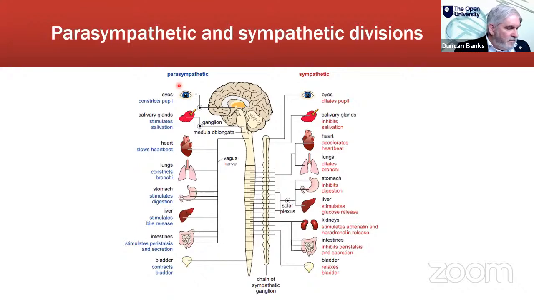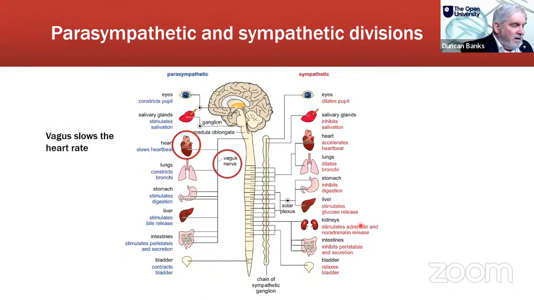Let me just click again. This is the heart, that little part there. And the parasympathetic nervous system causes a decrease in heart rate when activated, and it does this via the vagus nerve. Here's the vagus nerve.